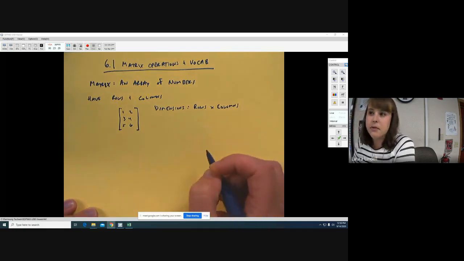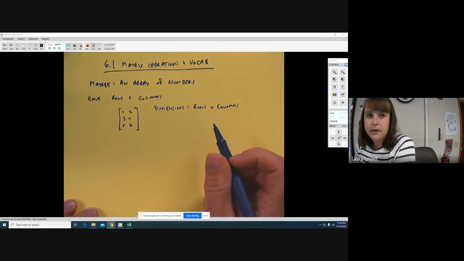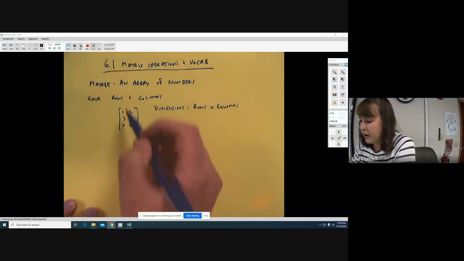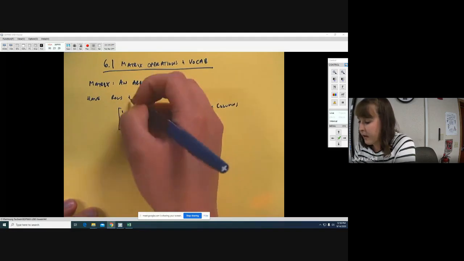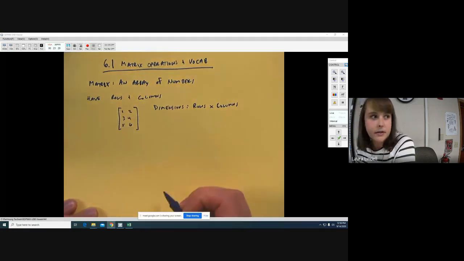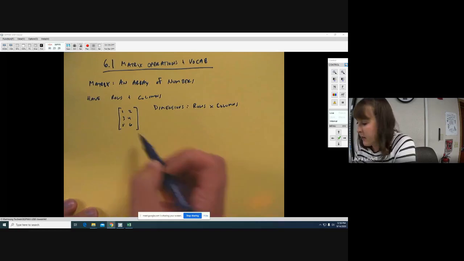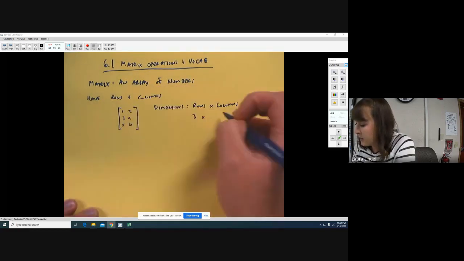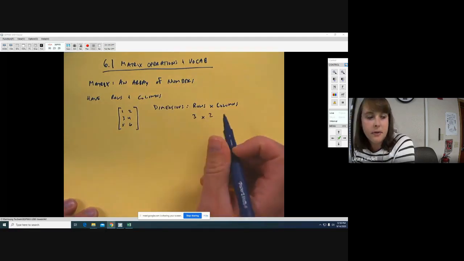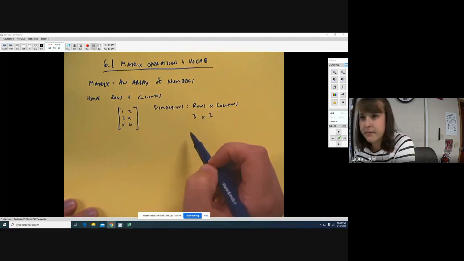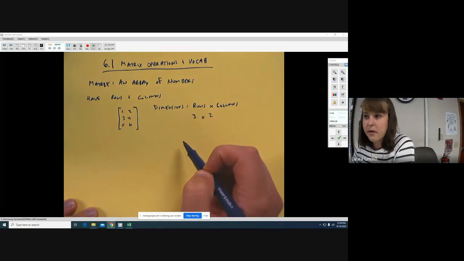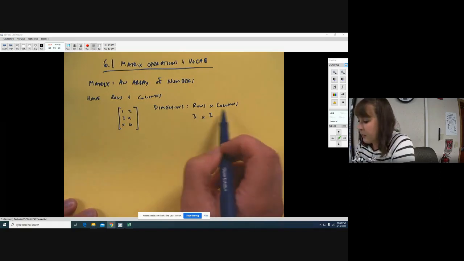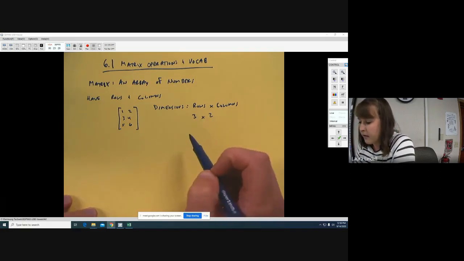And if you have a hard time remembering what's a row and what's a column, remember columns in architecture or on a house are always straight up and down. So the columns are straight up and down. The rows are sideways. So this matrix has 3 rows and 2 columns. So it would be a 3 by 2 matrix. That would be the dimensions of this matrix. That's one of the most important things about a matrix so far, being able to identify how many rows and columns it has.